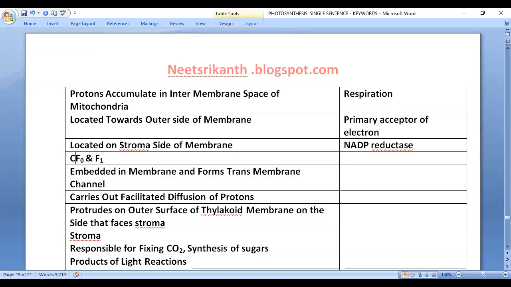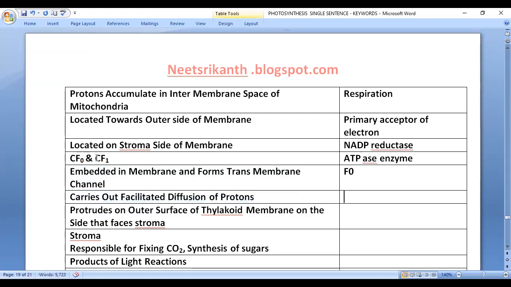CF0 and CF1, where the ATPase enzyme is present. ATP synthase is embedded in the membrane and forms a transmembrane channel. F0 particle, CF0 particle.